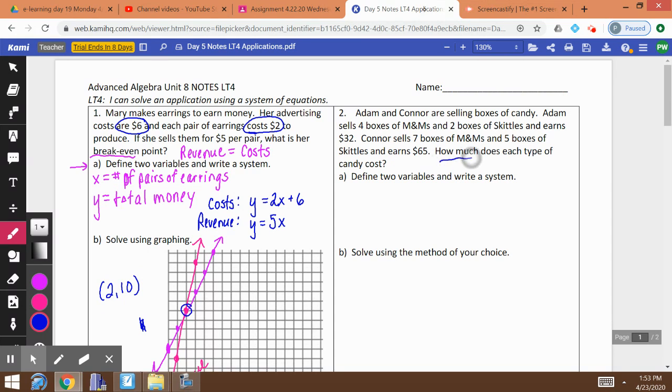So how much does each type of candy cost? So we're defining the cost. I am going to use M, but I'm going to say M is the cost of a box of M&Ms. And then I'll use S for Skittles. S is then the cost of a box of Skittles.